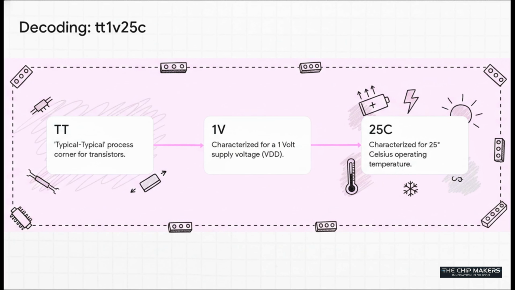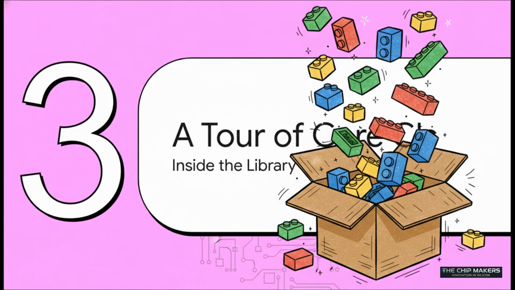The TT stands for typical. That just means the transistors in these cells are expected to perform under totally normal manufacturing conditions. 1V means this whole library has been tested and characterized to run at a 1-volt power supply. And 25C means it's all designed for a normal room temperature of 25 degrees Celsius. So all of a sudden, that gibberish file name tells you the exact operating conditions these Lego bricks were built for. Pretty cool, right?